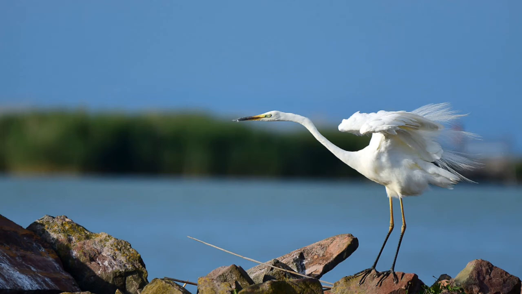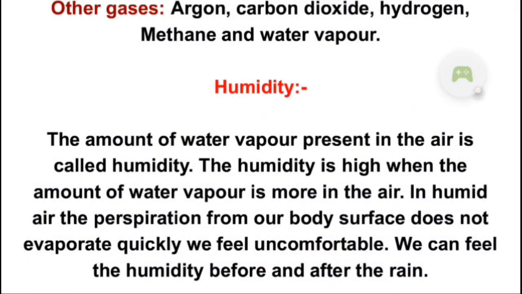Okay, right. Next, what is humidity? Students, the amount of water vapor present in the air is called humidity. In some areas, the amount of water vapor is less, and in some areas, the water vapor is more. The amount of water vapor present in the air varies from place to place. That is not constant. The humidity is high when the amount of water vapor is more in the air.